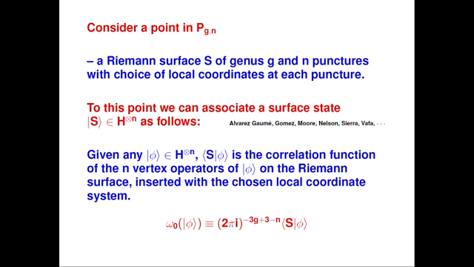Now, to this point, we can associate a particular state, which we will call the surface state, in the n-fold tensor product of H by the following procedure. The way we will specify this state is by specifying its BPZ inner product with an arbitrary state in this tensor product. Since the inner product is non-degenerate, once you specify the inner product of a state with an arbitrary state, then the state is fixed.